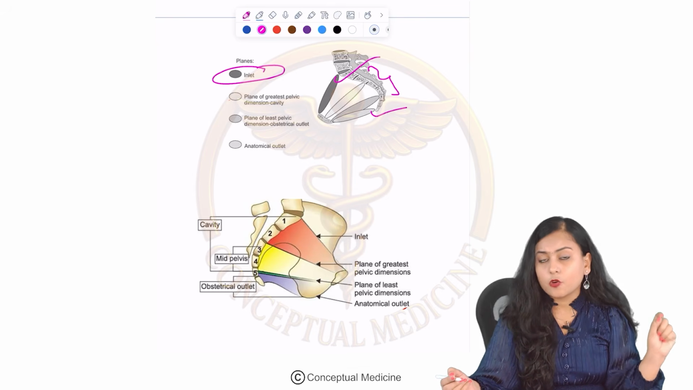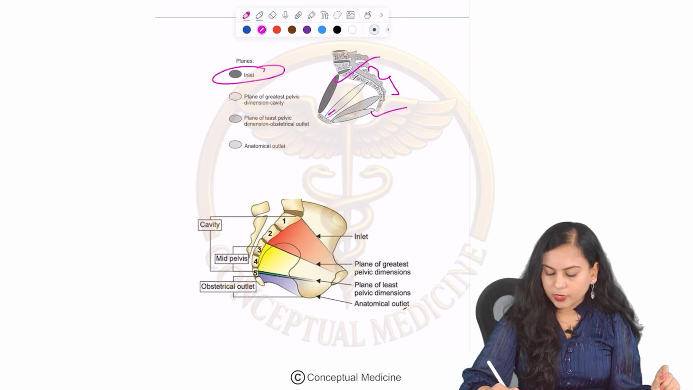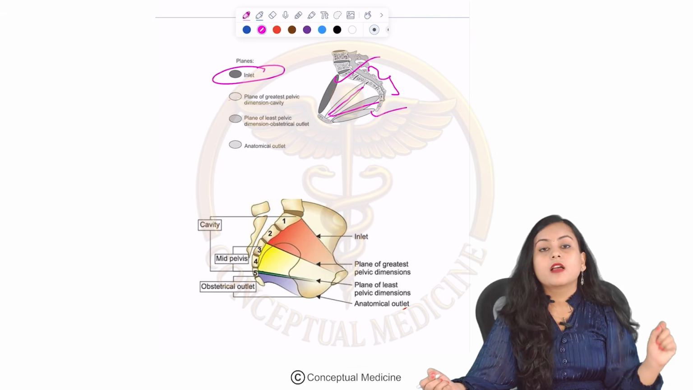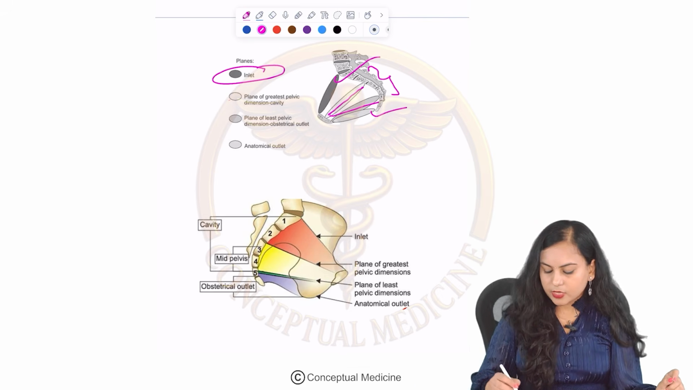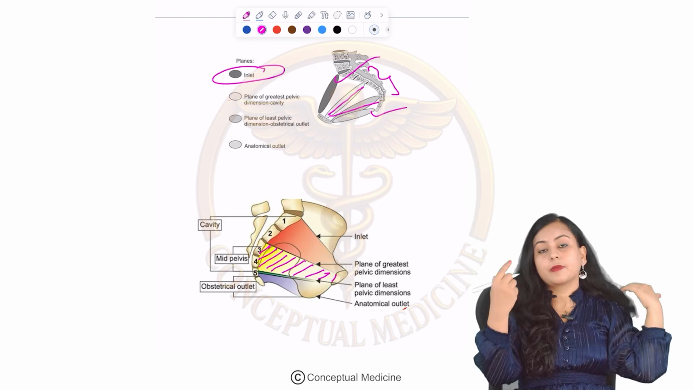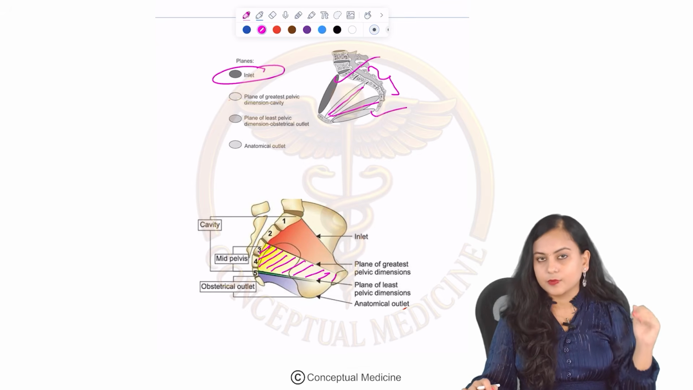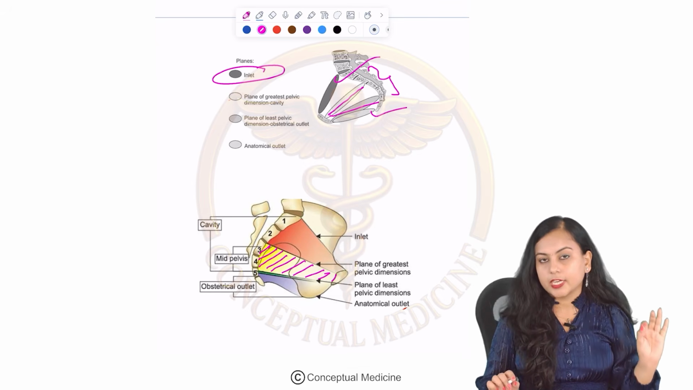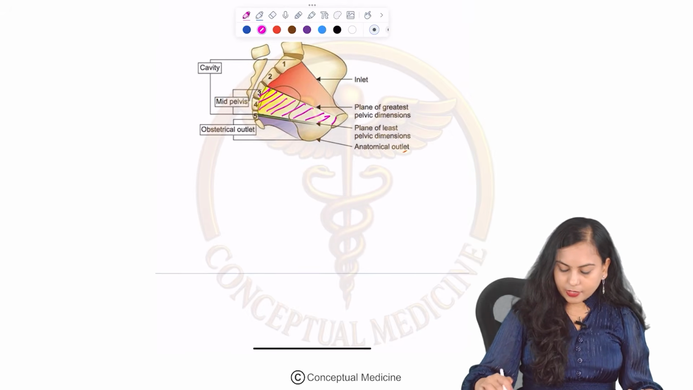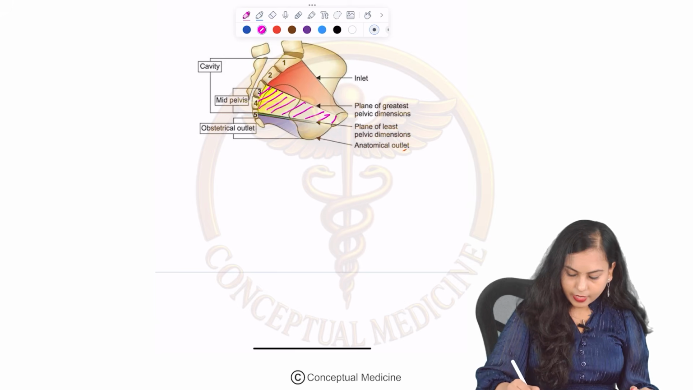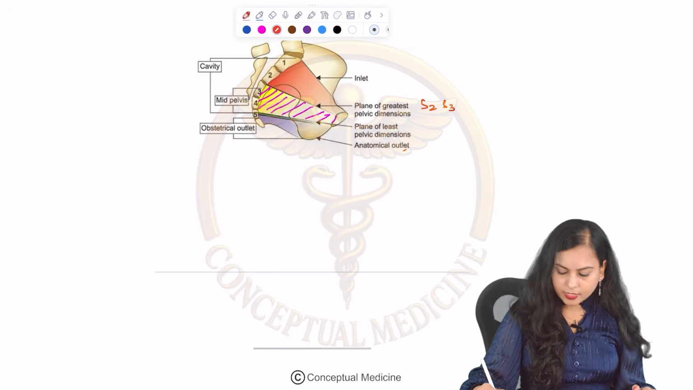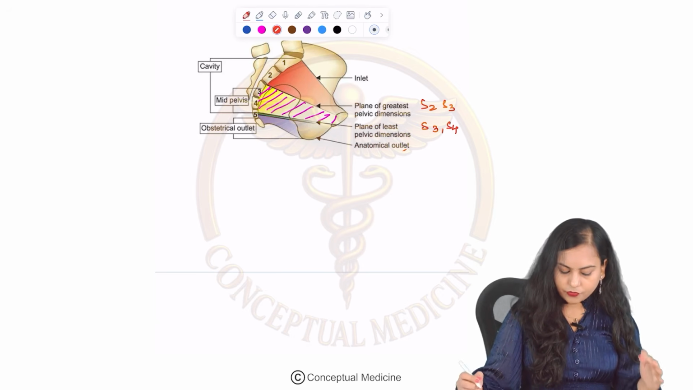In the mid pelvis or the pelvic cavity, we have 2 dimensions. One is the plane of greatest pelvic dimensions and another is the plane of least pelvic dimensions, okay. So, the space that is present between these 2 planes, that is the plane of greatest pelvic dimensions and the least pelvic dimensions, is known as mid pelvis, okay. This area alone was shaded and it was asked in an exam, right. So, the plane of greatest pelvic dimensions is present at the level of S2, S3, whereas the plane of least pelvic dimensions is present at the level of S3 and S4, okay.